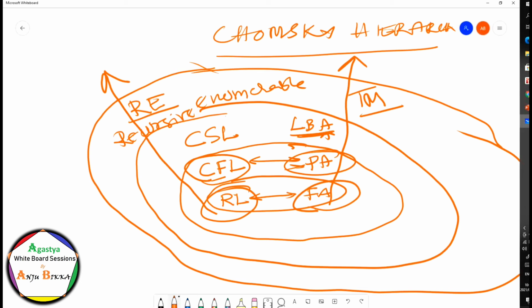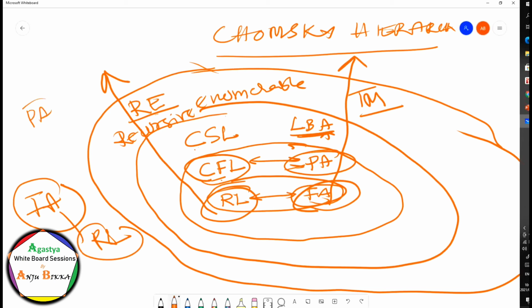RL is a subset of CFL, CFL is a subset of CSL, CSL is a subset of recursively enumerable. The languages accepted by FA acceptors are RL. PDA acceptors accept CFL, and RL, obviously yes. That is very important. And LBA, do they accept CSL? Yes. CFL, yes, obviously. RL, obviously. Turing machines, which may not halt: do they accept RE, CSL, CFL, RL?